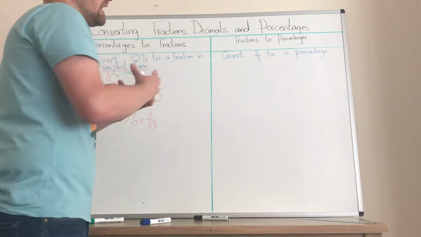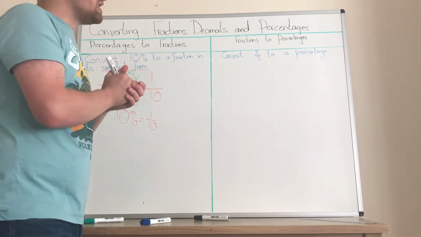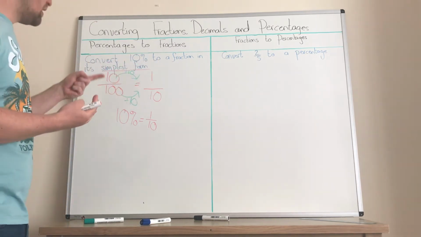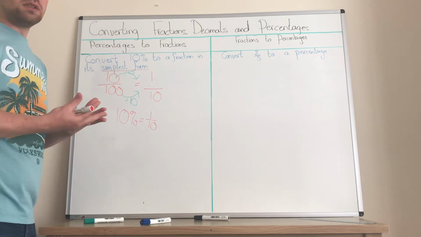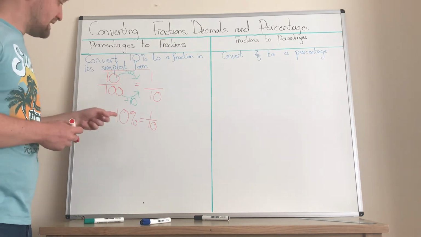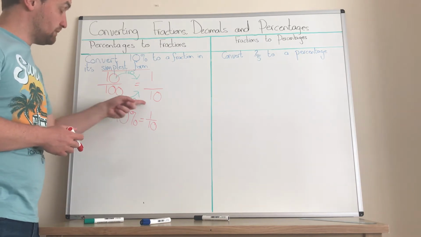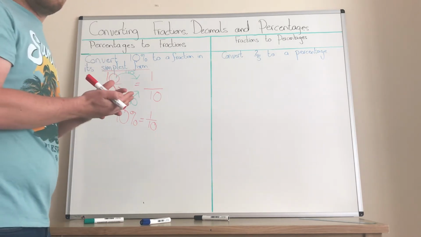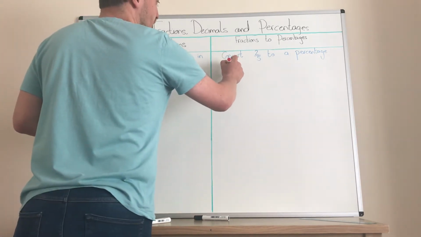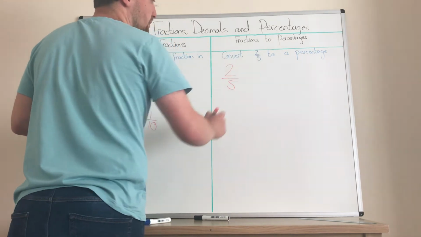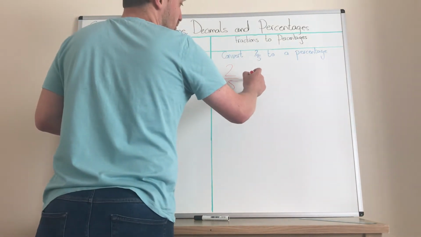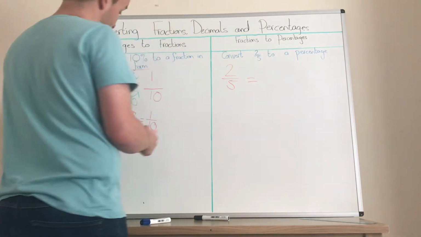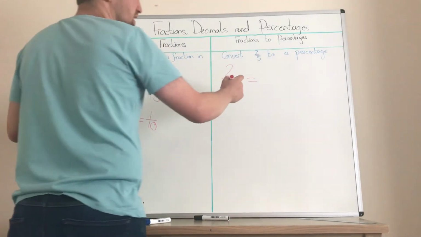Slightly more complicated, I'd potentially say, is converting fractions to percentages. In essence, we're doing this in reverse. The last thing we did was simplify, so what we need to do is get our fraction over 100. First of all, we're going to write 2 over 5. We're going to get this denominator back up to 100, so we're going to have to times. Here we divided, we're doing the opposite here, so we're timesing.